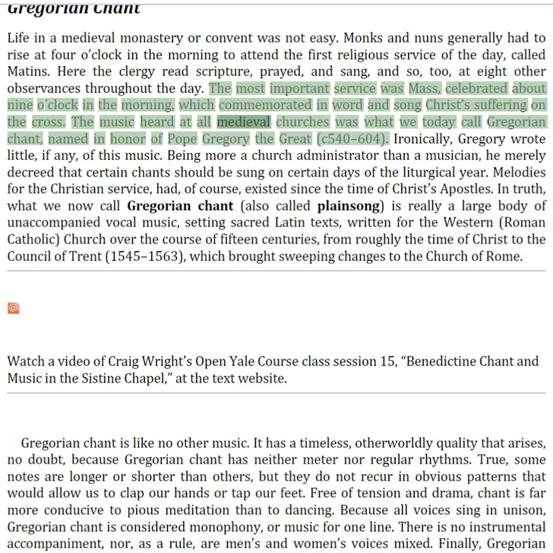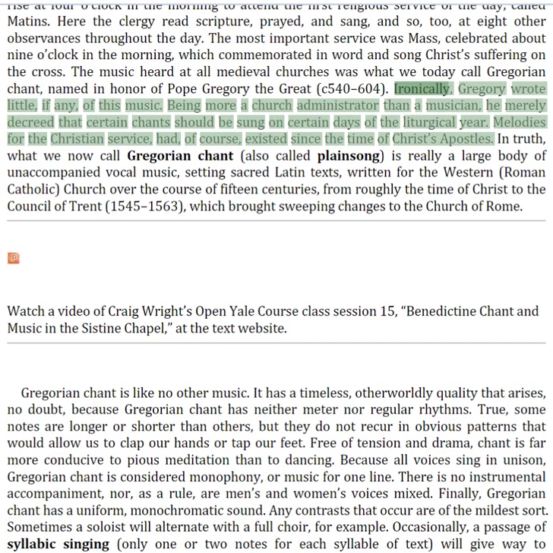The music heard at all medieval churches was what we today call Gregorian chant, named in honor of Pope Gregory the Great. Ironically, Gregory wrote little, if any, of this music. Being more a church administrator than a musician, he merely decreed that certain chants should be sung on certain days of the liturgical year. Melodies for the Christian service had, of course, existed since the time of Christ's apostles.